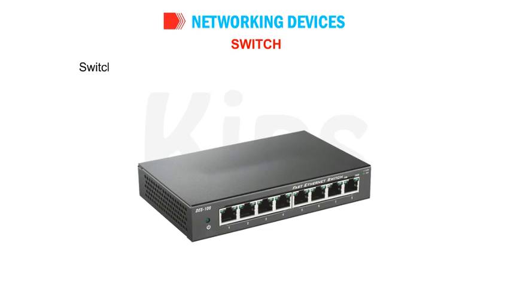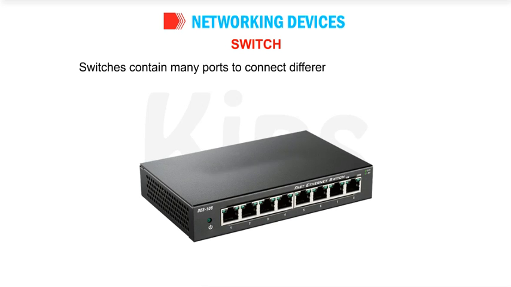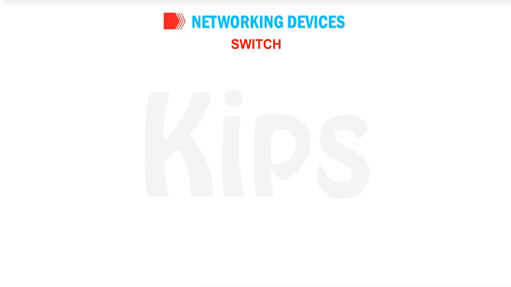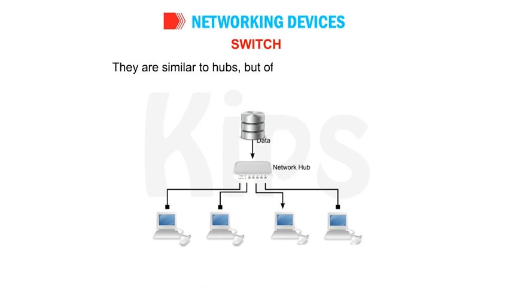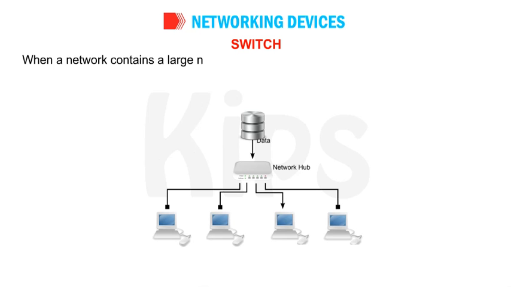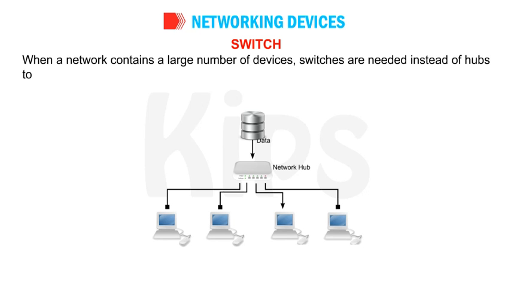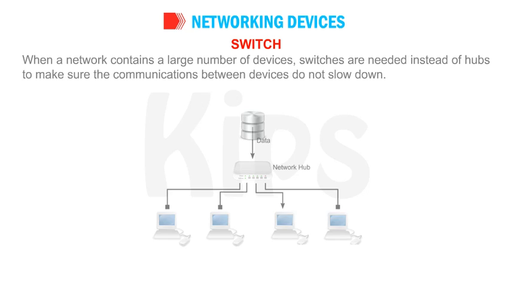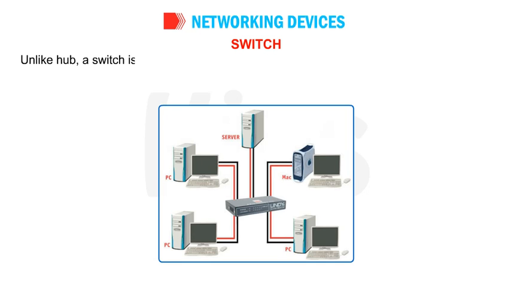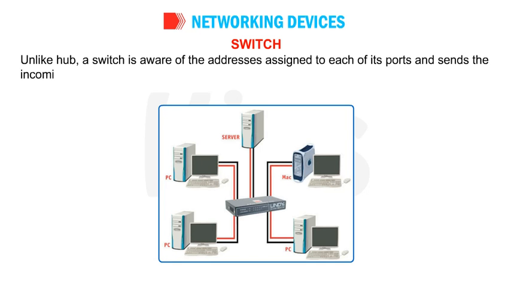Switch. Switches contain many ports to connect different network segments. They are similar to hubs but offer greater performance. When a network contains a large number of devices, switches are needed instead of hubs to make sure the communications between devices do not slow down. Unlike a hub, a switch is aware of the addresses assigned to each of its ports and sends the incoming data it receives only to the correct port.